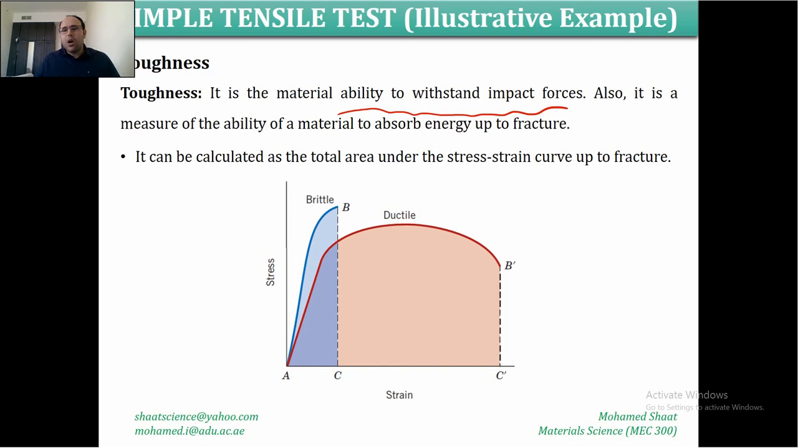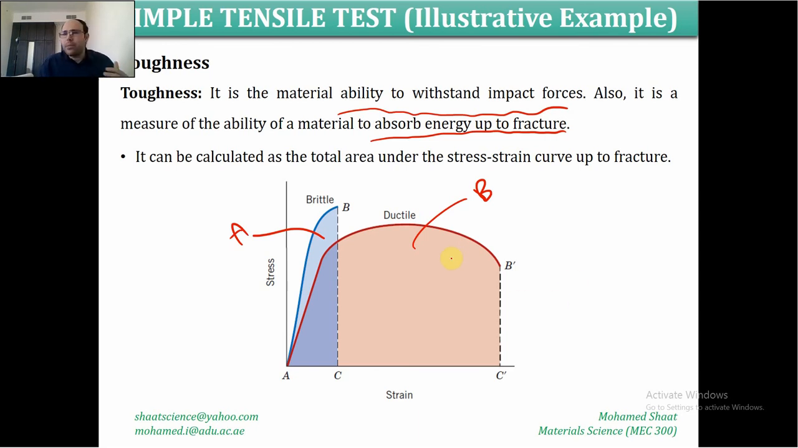This is a tough material. Also, it can be measured as the ability of the material to absorb energy up to fracture: how much energy this material absorbed during the tensile test until it is completely fractured. This can be considered a measure of the toughness of the material. So for example, if we compare these two materials, material A, the blue one, and material B, the reddish or brown curve, which one should be more tough? Material B has a higher toughness than material A. Why? Because it absorbed more energy than material A up to the fracture.